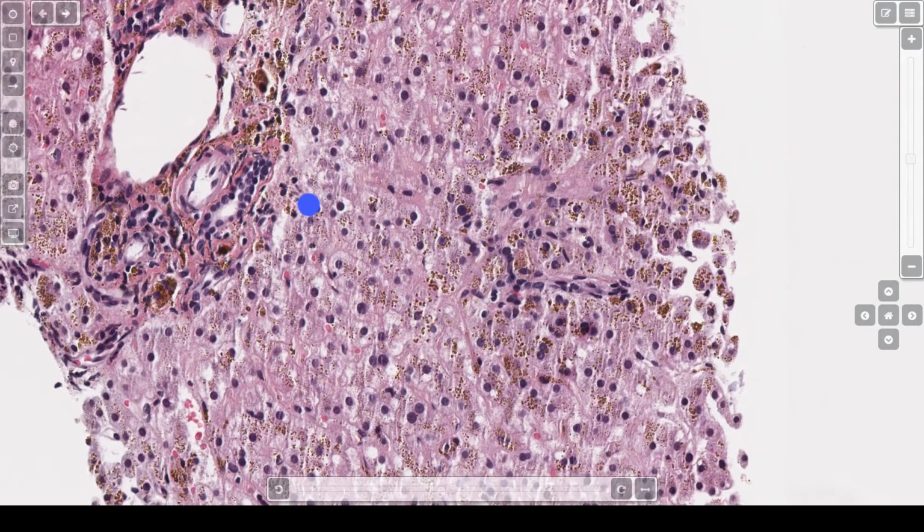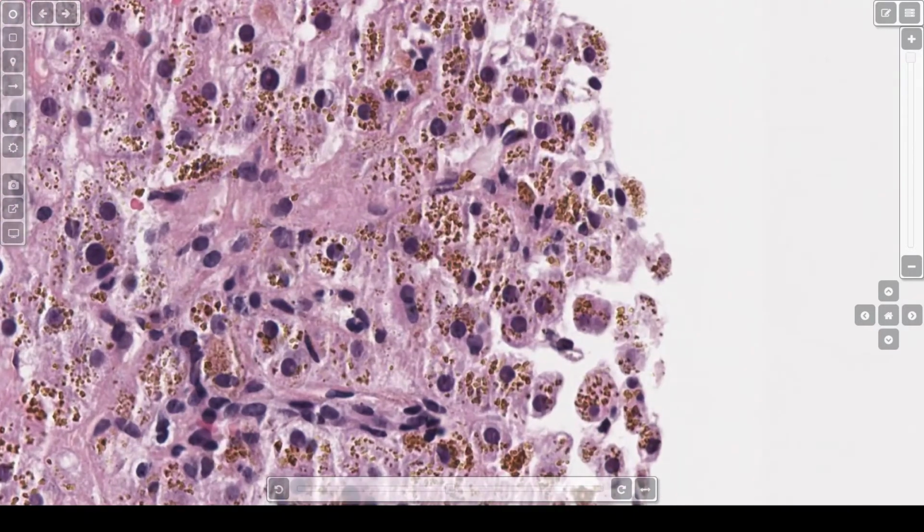Case 4 is hemochromatosis secondary to transfusions for beta thalassemia major. Let's take a closer look. Here on the left, you can see a portal tract. I'm going to take a closer look at the hepatocytes here on the right. At this power, you can see the hepatocytes have an abnormal brown pigment, which represents the abnormal deposition of iron.